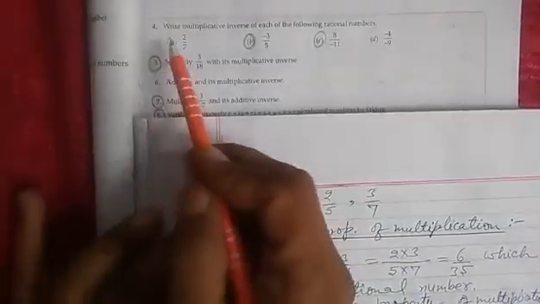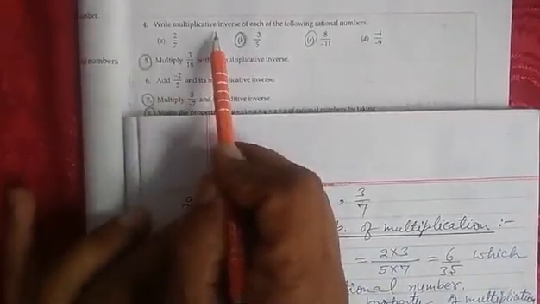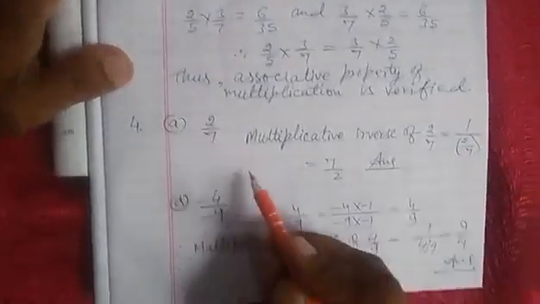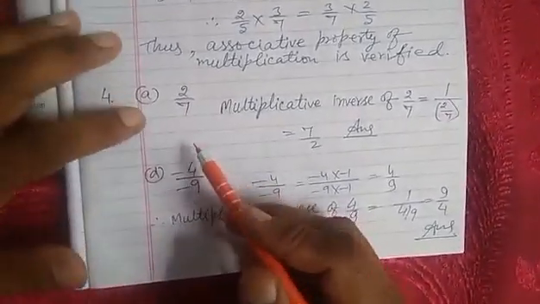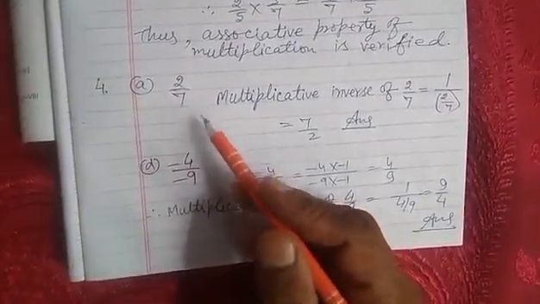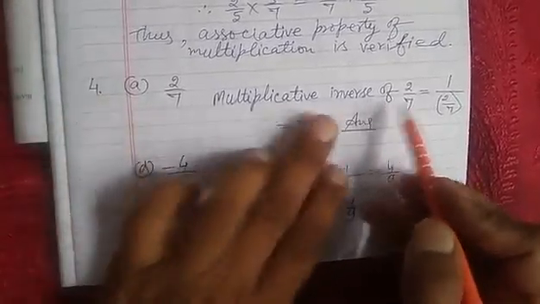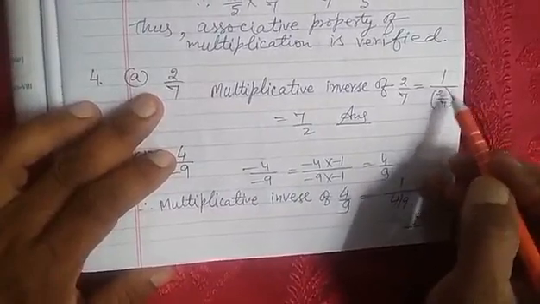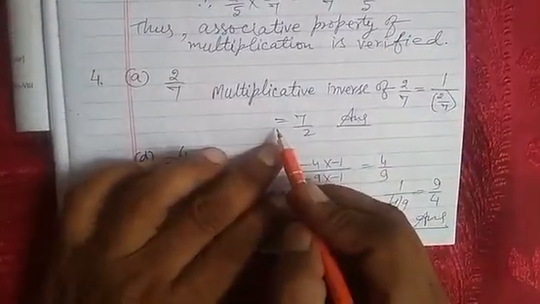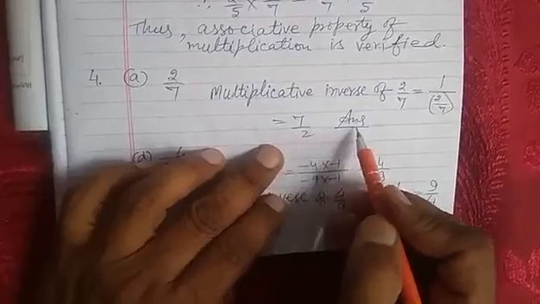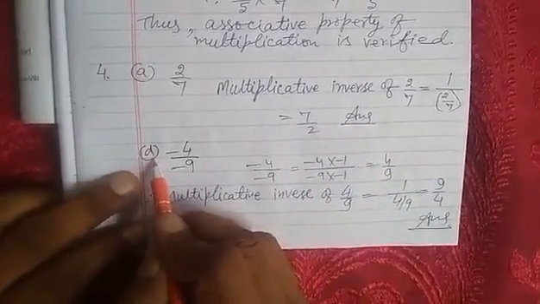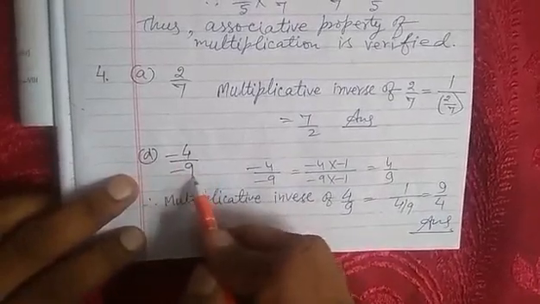Now question number 4. Write multiplicative inverse of each of the following rational numbers. A part 2 upon 7. As you know, multiplicative inverse of A is 1 upon A. Therefore, multiplicative inverse of 2 upon 7 is equal to 1 upon 2 by 7, which is equal to 7 by 2. This is the answer.